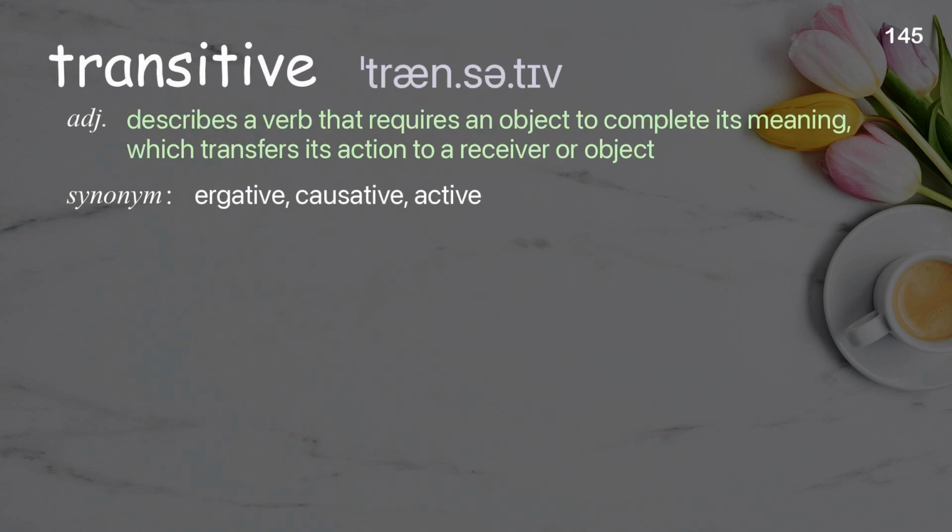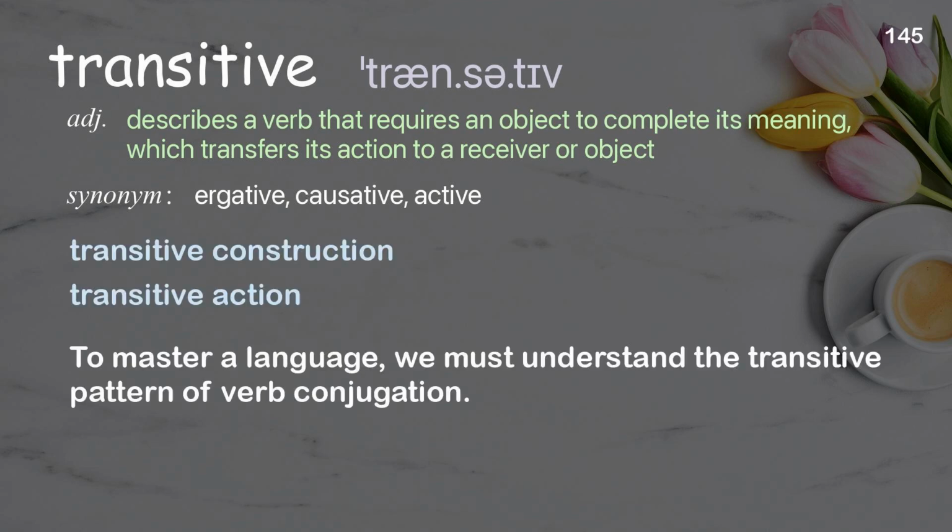Transitive. Describes a verb that requires an object to complete its meaning, which transfers its action to a receiver or object. Examples: Transitive construction. Transitive action. To master a language, we must understand the transitive pattern of verb conjugation.